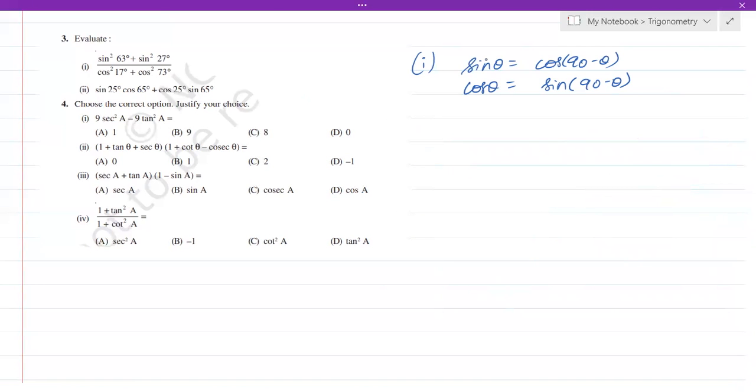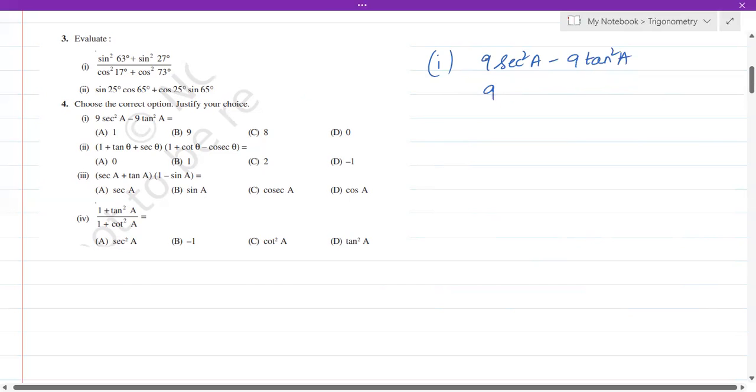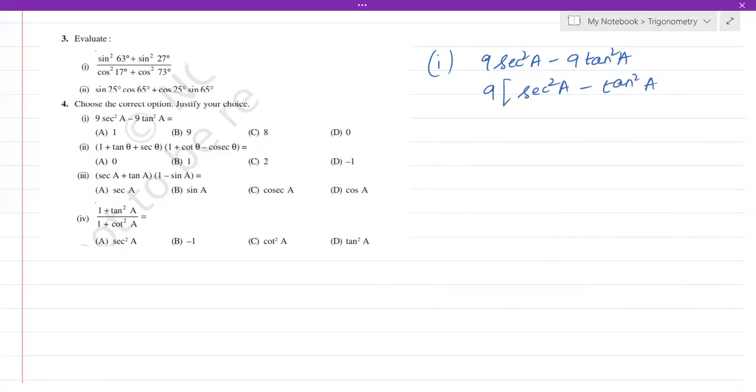So in the next question, choose the correct option and justify your choice. The first question is 9 secant square A minus 9 tan square A, isn't it? If you observe carefully, I can take 9 as common. Therefore, we are left with secant square A minus tan square A.